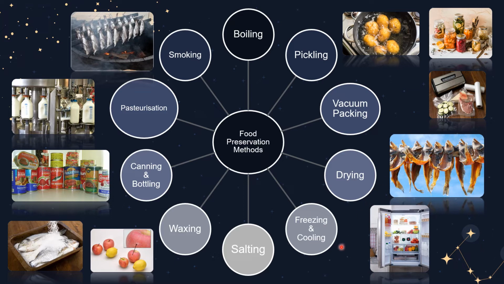Next is freezing and cooling. Freezing is the process of keeping food at the freezing point, 0 degrees Celsius, and cooling means the process of keeping food in a surrounding temperature below 18 degrees Celsius. Lower temperature causes microorganisms to become less active. They also grow and reproduce at a slower rate.